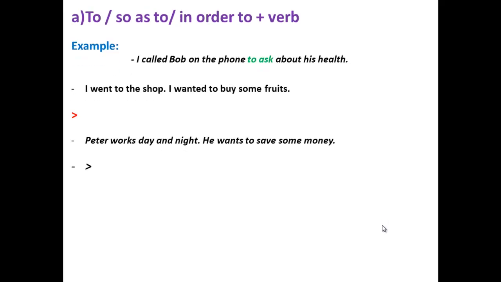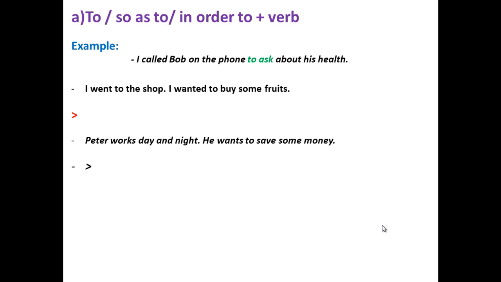Well, I have here two pairs of sentences. We are going to combine them together in one sentence using one of the expressions above. So look at the first pair of sentences. I went to the shop. I wanted to buy some fruits. So the speaker's purpose of going to the shop is that he wanted to buy some fruits. So the second clause expresses the speaker's purpose.